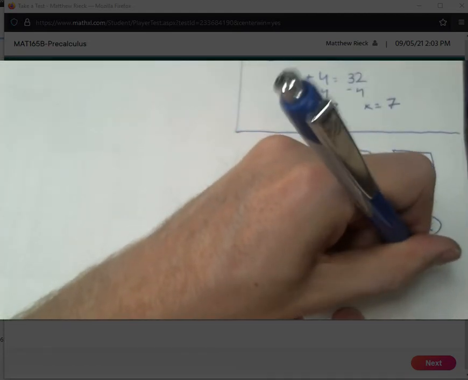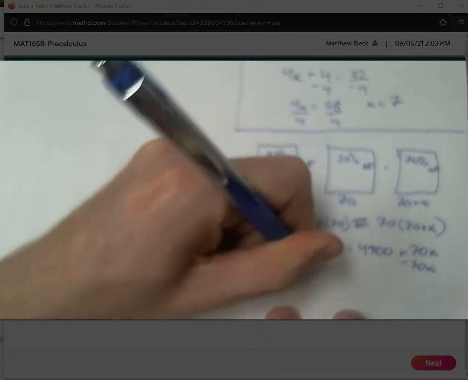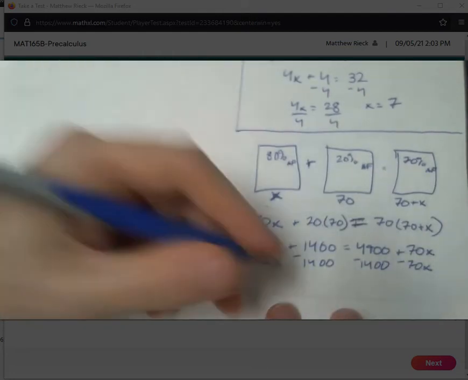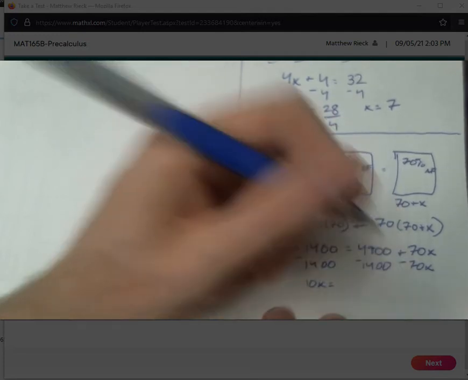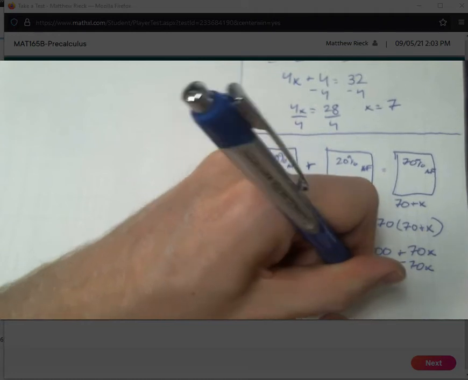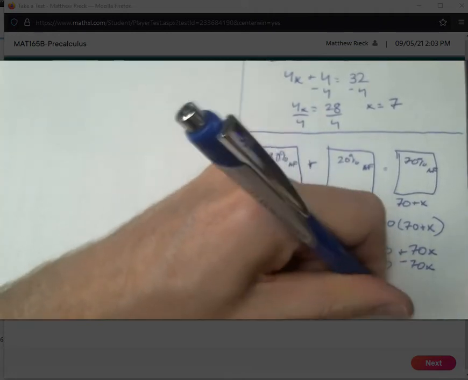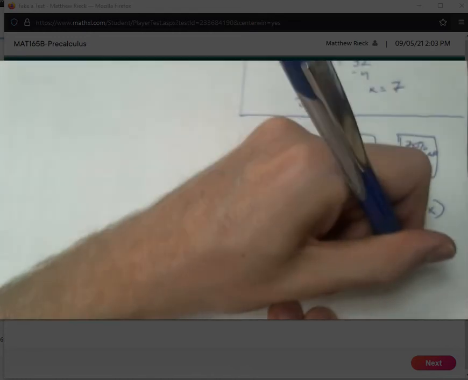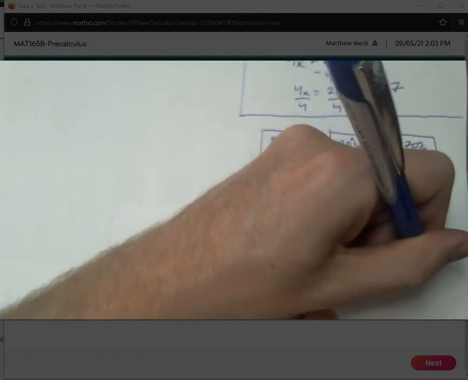So I'm just going to, again, get the x's all by themselves and the constants all by themselves. So I subtract 70x from each side, subtract 1400. You end up with 10x equals 4900 minus 1400, which would be 3500, I believe. And then again, once you have that, you can just divide both sides by your coefficient. So you end up with x equals 350.